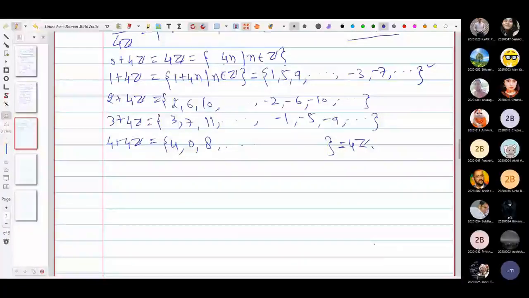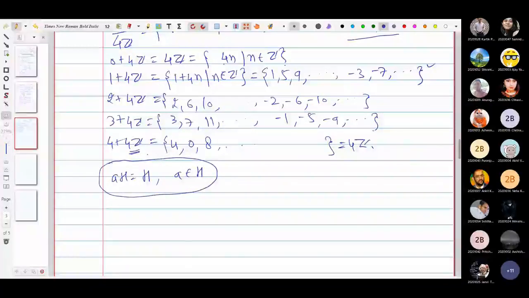Do you remember that when we used to write aH equals H if and only if a belongs to H? Do you remember this result while we were discussing cosets? So this was the case because 4 belongs to this 4z, so that's why this is happening. It will be absorbed here.